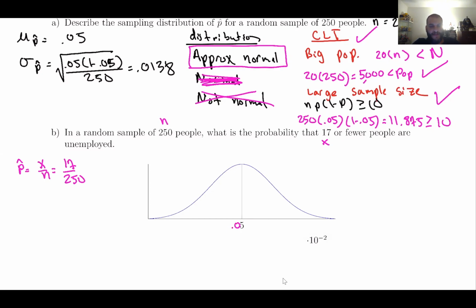So I'm going to do 17 divided by 250. Any question on how I got 17 divided by 250? All right. If you do 17 divided by 250, you actually get 0.068. So 0.068 should fall somewhere over here. Which side of the 0.068 should I shade, the left side or the right side? Cool. So you shade the left side.